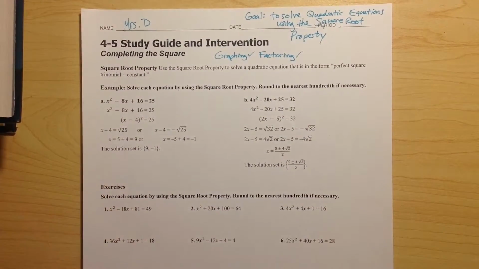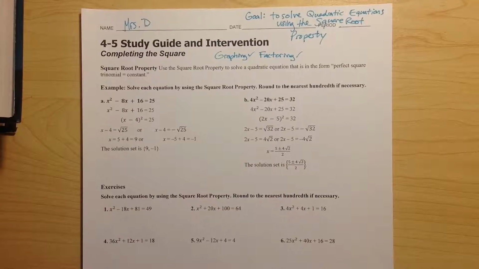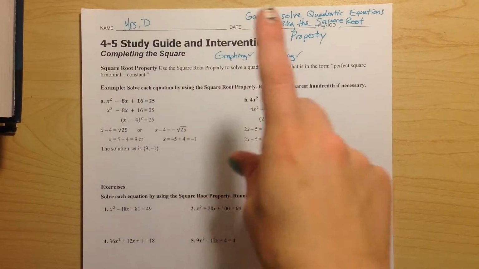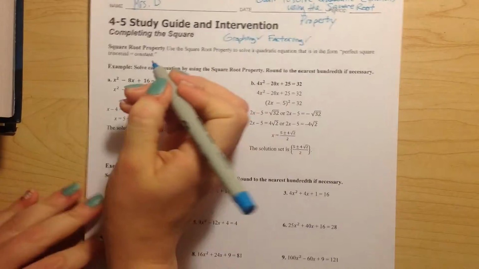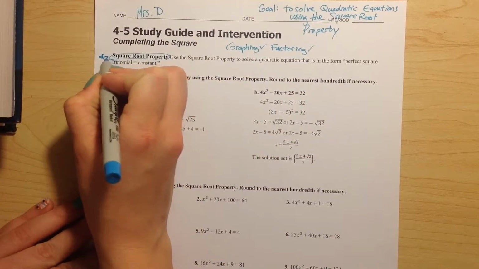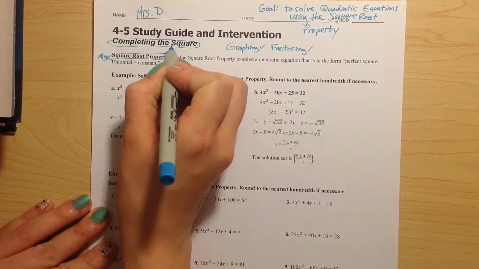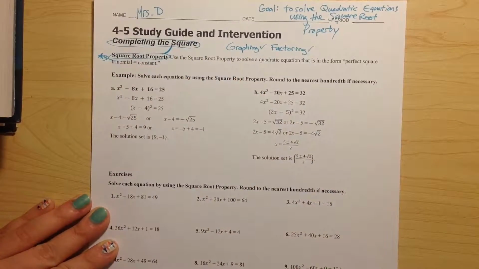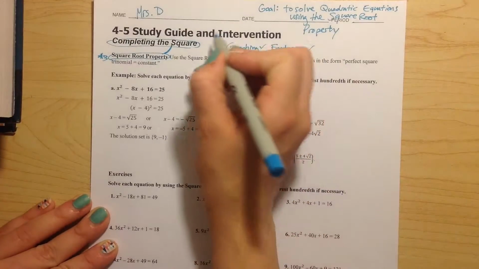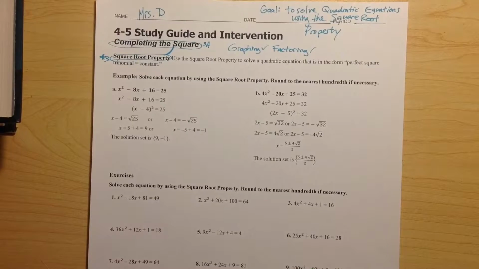And I realized I actually said something incorrect in class a while ago. I said there are 4 methods for us to solve these. Really, there are five methods. Graphing, factoring, and today we're going to talk about the square root property. That is number 3. Completing the square kind of goes along with that one, so that might be like 3a. So anyway, here we go.